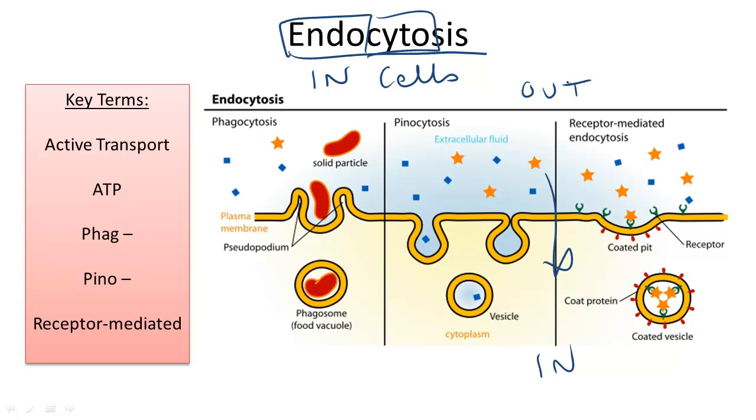There are three types of endocytosis. Note that all three types are types of active transport that require ATP.